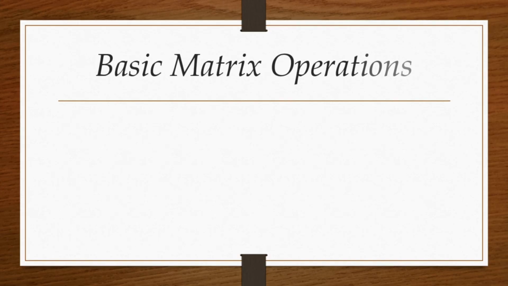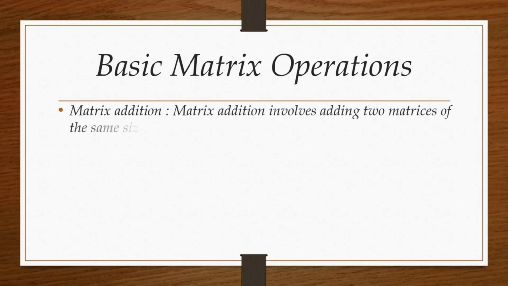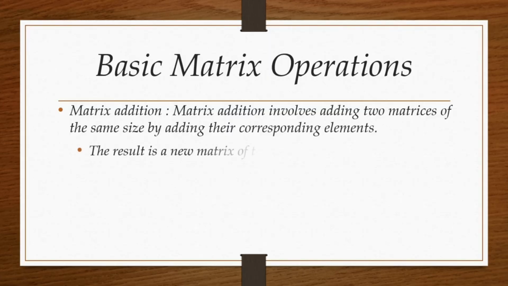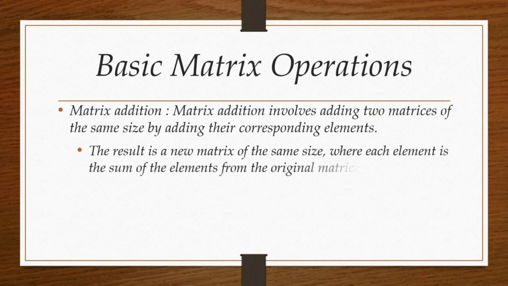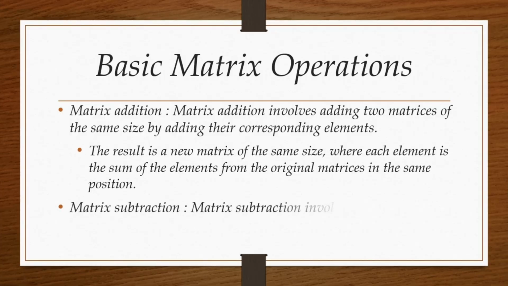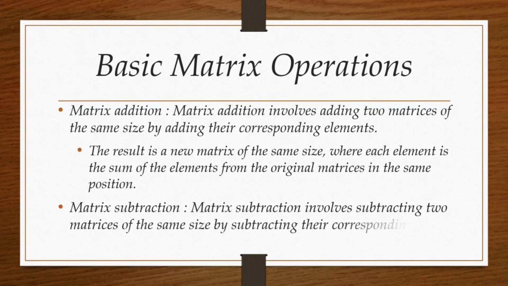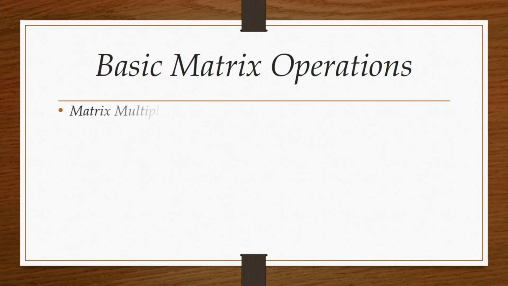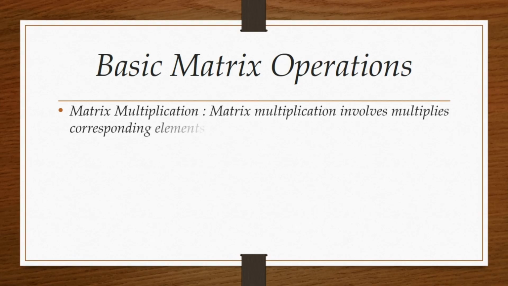Basic matrix operations. Matrix addition. Matrix addition involves adding two matrices of the same size by adding their corresponding elements. The result is a new matrix of the same size, where each element is the sum of the elements from the original matrices in the same position. Matrix subtraction. Matrix subtraction involves subtracting two matrices of the same size by subtracting their corresponding elements. Matrix multiplication. Matrix multiplication involves multiplies corresponding elements of two matrices of the same size.